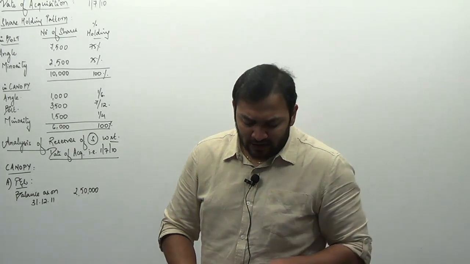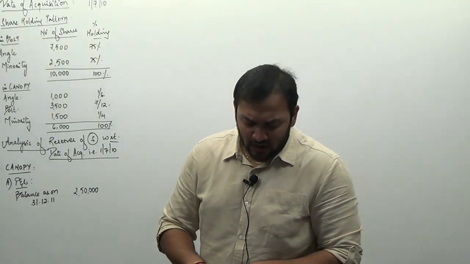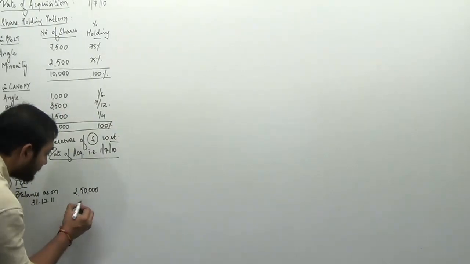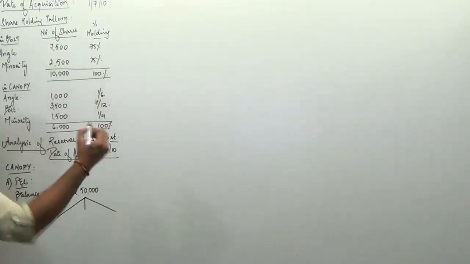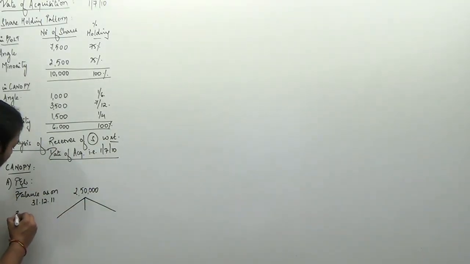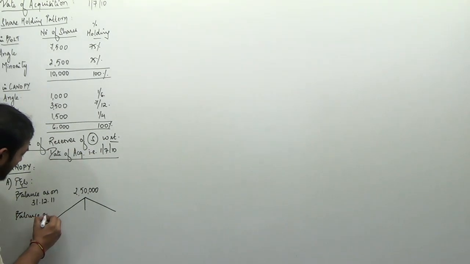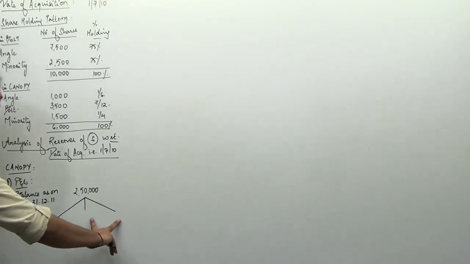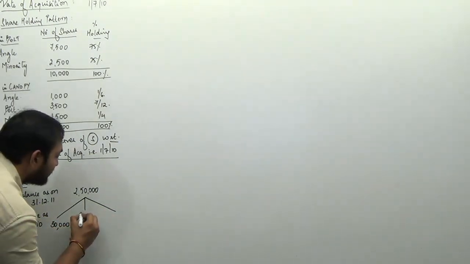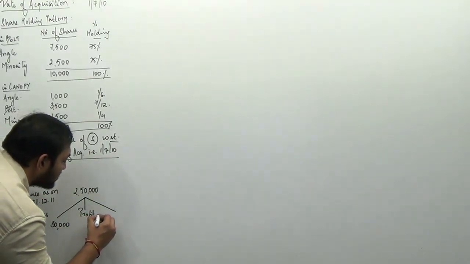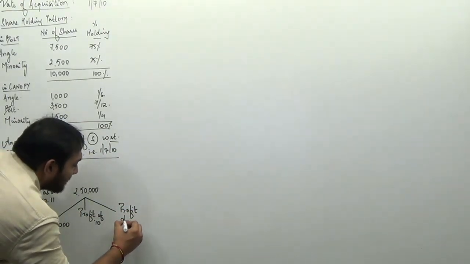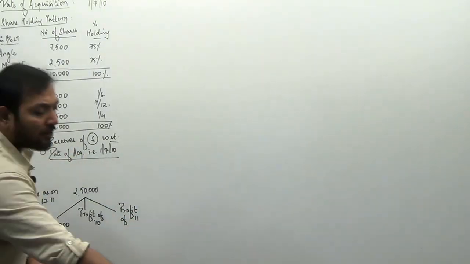Check what is the balance on 1st Jan 2010, P&L of Canopy Limited, 30,000. What is the profit for the year 2010? 1 lakh. Be careful guys when you are doing this. I'll add three columns now, because I'm starting with the balance as on 1st Jan 2010, which is 30,000. I have 2 years, 2010 and 2011. This is profit of 2010 and the last one should be profit of 2011. 2010 profit is given to you as 1 lakh.